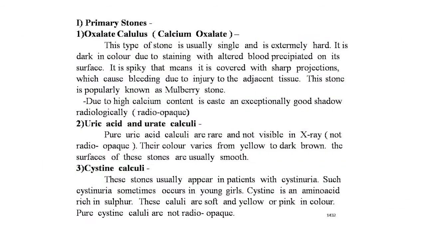Now the primary stones, oxalate calculus, that is the calcium oxalate. This type of stone is usually single and is extremely hard. It is dark in color due to staining with altered blood precipitate on its surface. It is spiky, that means it is covered with sharp projections, which cause bleeding due to injury to the adjacent tissue. This stone is popularly known as the mulberry stone. Due to high calcium content, it casts an exceptionally good shadow radiologically. That is, the radiopaque stones.